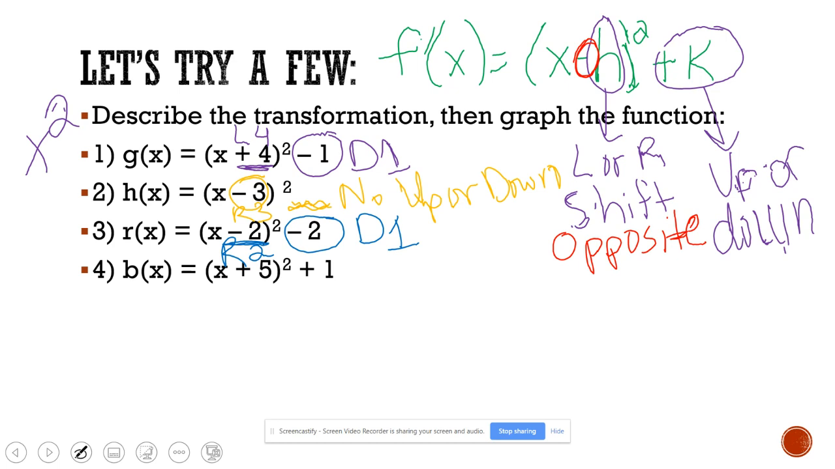Number 4, we have x plus 5 on the inside. Plus 5, remember we're talking about opposite, so we really are going -5, which is left 5. And this +1 is our up or down. It's +1, so we're going up 1.